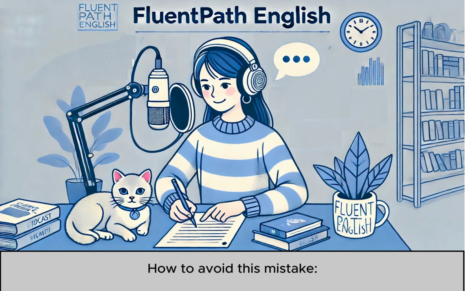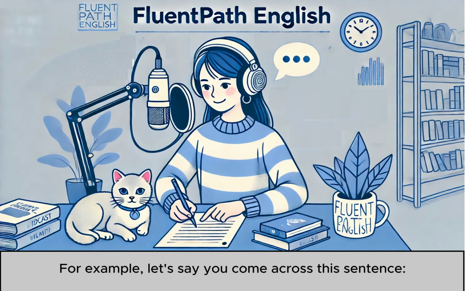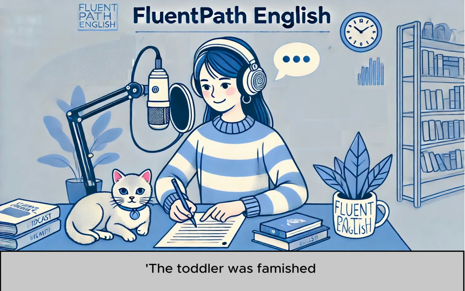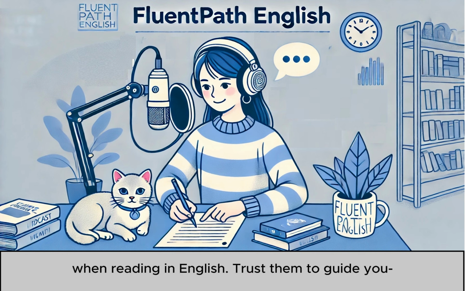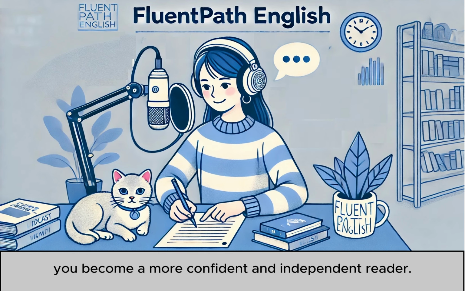How to avoid this mistake? Practice using context clues as you read. For example, let's say you come across this sentence. The toddler was famished and ate a huge bowl of spaghetti. Even if you don't know the word famished, the rest of the sentence gives you hints. The toddler eating a huge bowl of spaghetti suggests that famished means very hungry. Context clues are your best friend when reading in English. Trust them to guide you. They'll help you become a more confident and independent reader.